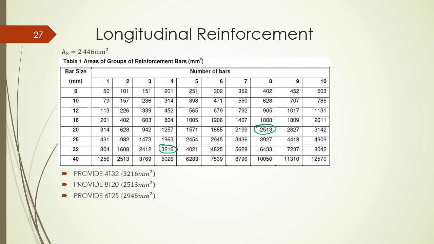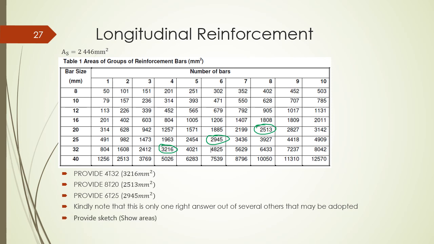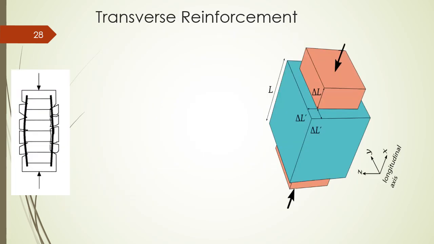You could also have 6T25. It gives us 2945 millimeters squared. Usually work with one, and whichever answer you go on with, make sure you remain consistent. You could provide a sketch at this point, or you could go ahead and compute. In our case, let's assume we went with 8T20 again.